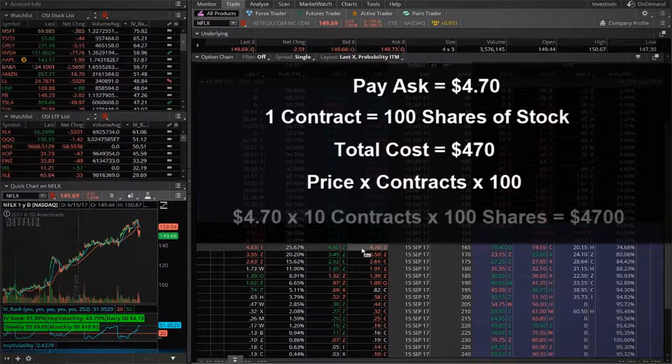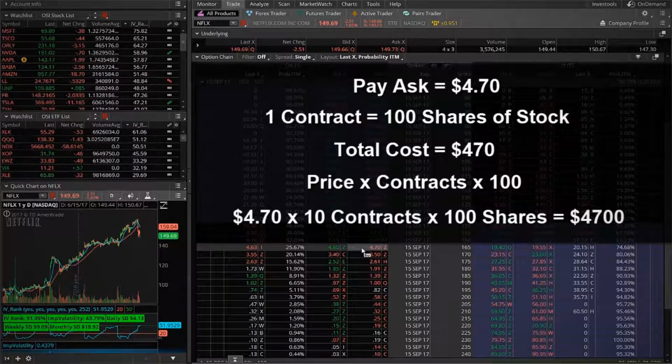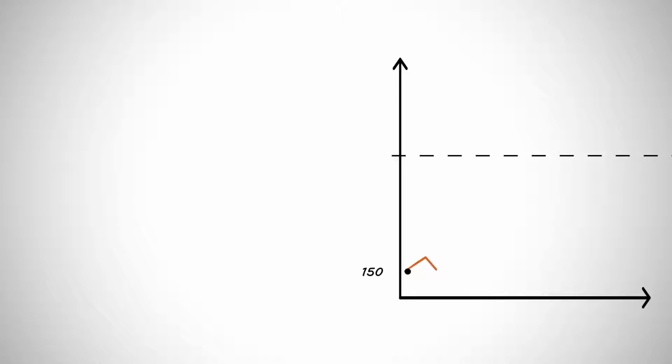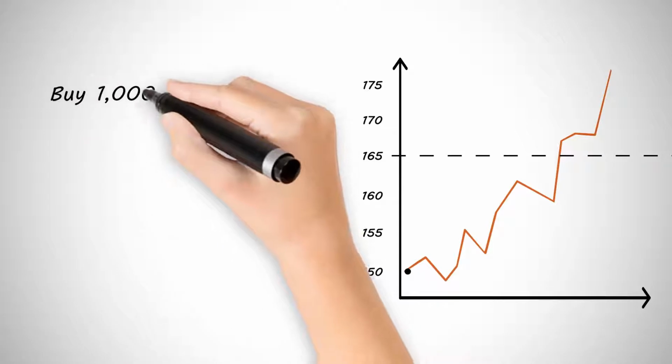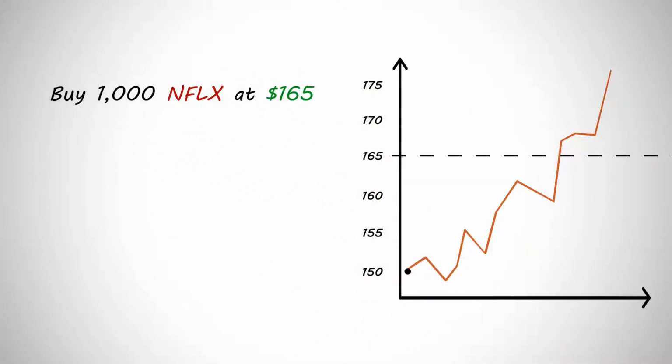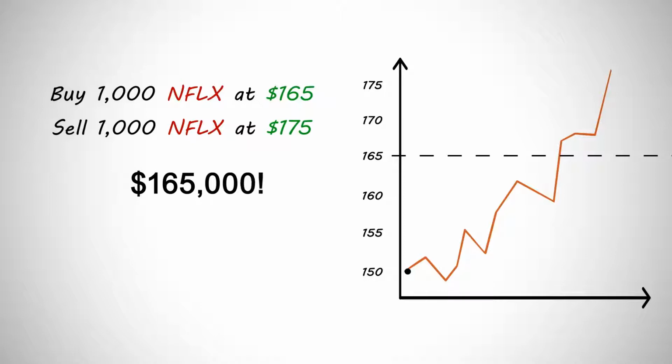If we wanted to purchase 10 contracts, we would pay $470 times 10 contracts times 100 shares for a total of $4,700. We would then have the right to control 1,000 shares of stock. If our stock prediction was correct and Netflix shot up to $175 per share, this would be a nice winning trade. We would have the right to buy 1,000 shares of stock at a price of $165 and sell it for $175. Now, you might be thinking, buying 1,000 shares at a price of $165 is still going to cost $165,000, and that is a lot more money than you have access to.